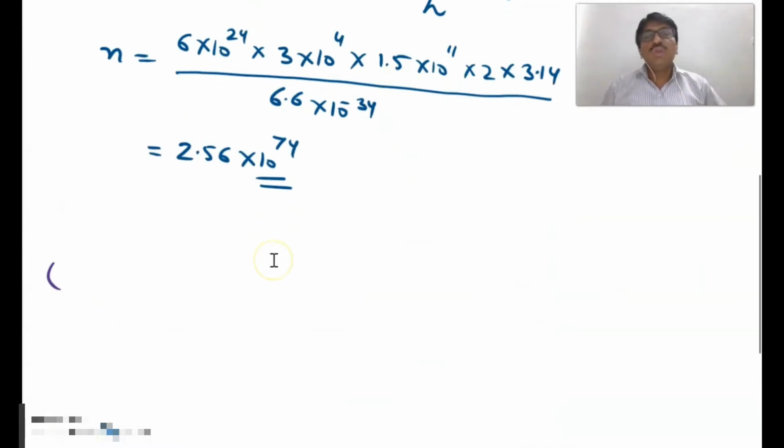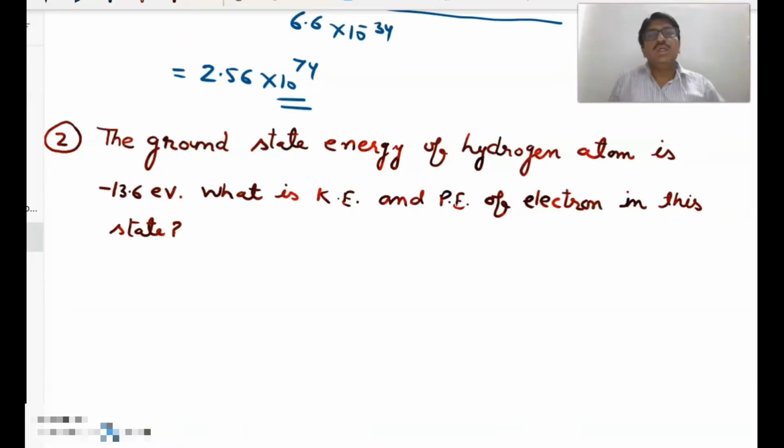Now we will move towards the second problem of this chapter. The ground state energy of hydrogen atom is -13.6 electron volt. This is the total energy, equal to -13.6 electron volt. What is the kinetic energy and potential energy of the electron in this state?